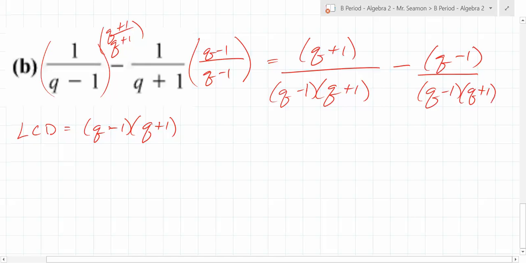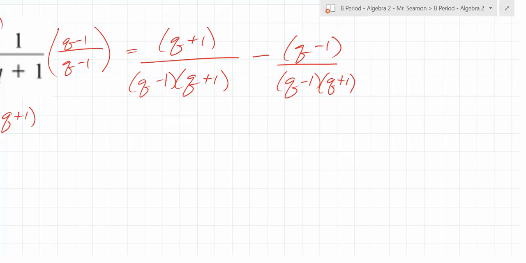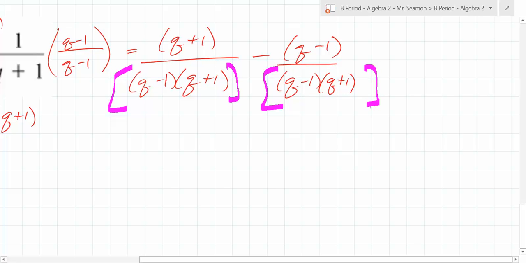Now it looks worse, but what do we now have? No, we're not canceling. If we cancel, we're back to where we started. But what do we now have? We now have a common denominator. So now what can we do with those fractions? We can combine them. We can do the subtraction. So you're going to get q plus 1 minus q minus 1 over what?